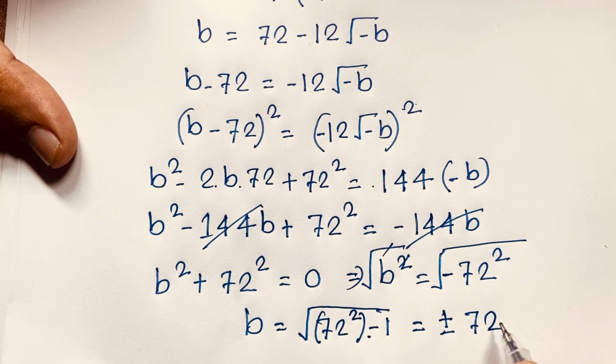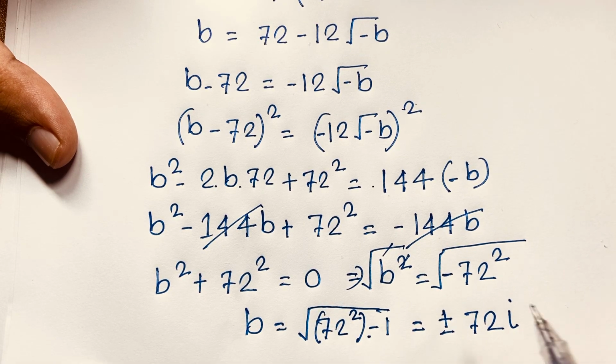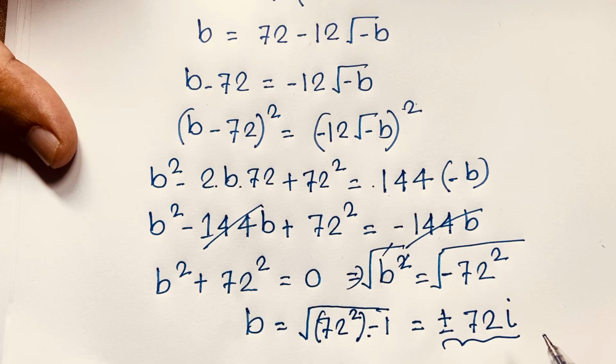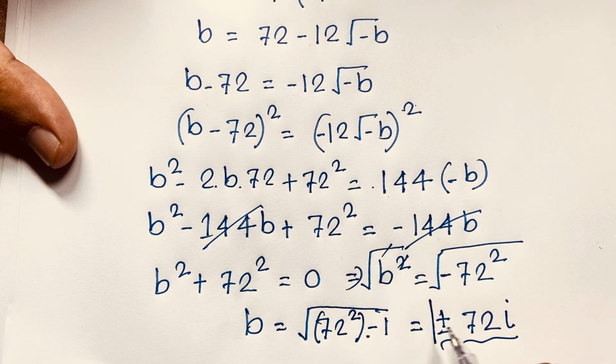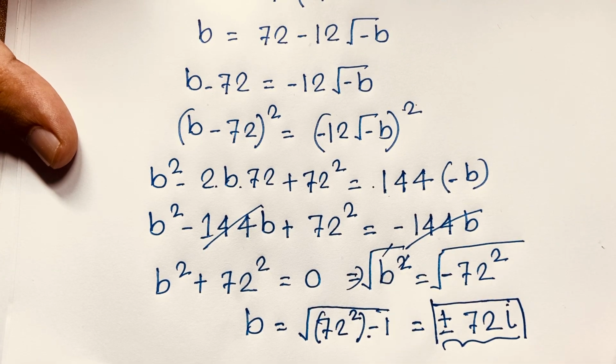We'll find out here 72, and square root of negative 1, it will be i. So we'll find out our final answer b is equal to plus minus 72i. It is a complex number. This is a complex solution. We will find out here is an imaginary number. Here is no real solution. Here both are complex numbers.